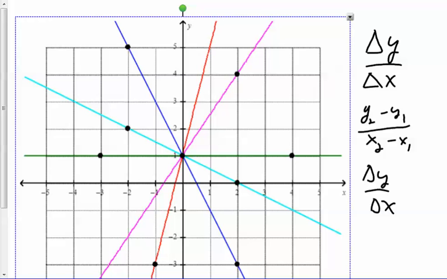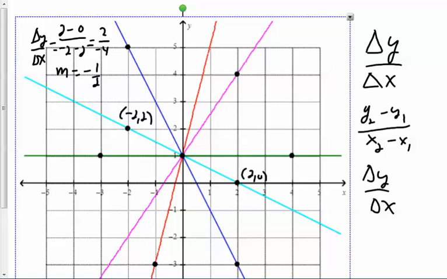Now you can pick any two of these points on the lines. I'm going to pick this blue line. This point is negative 2, 2, and this point is at 2, 0. To find the slope of this line, I find the change of y over the change of x. A little trick here is you don't have to worry about y2 minus y1. I can just say it's 2 minus 0 over negative 2 minus 2, which is 2 over negative 4. So the slope is negative 1 half, as it should be because it looks like it's going downward.